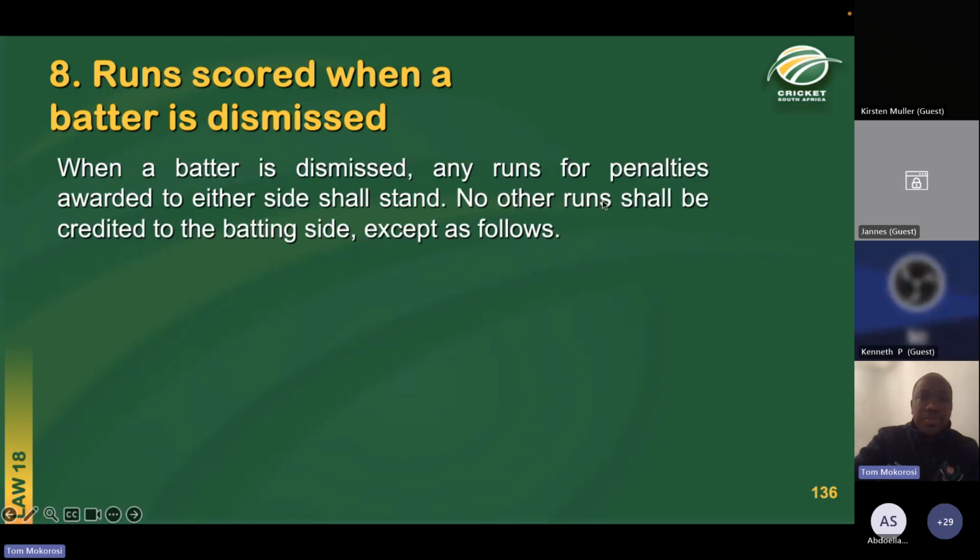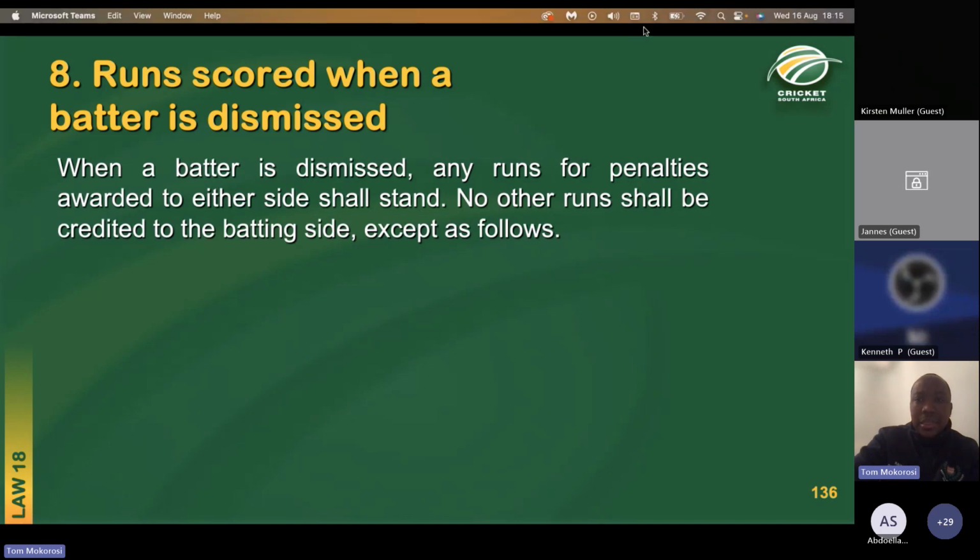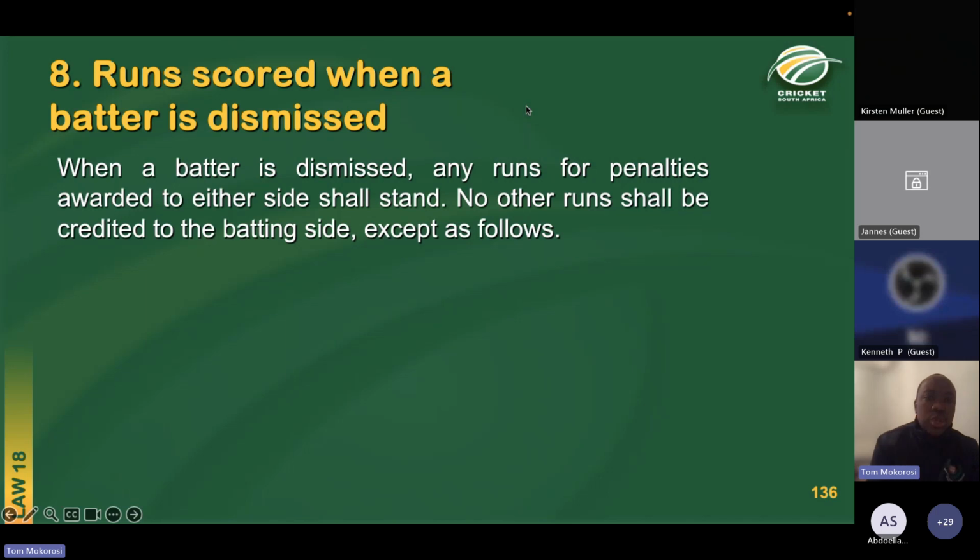Question for all of you. Can runs be scored by a batting side when a batter is dismissed? Let's see what the law says. When a batter is dismissed, any runs for penalties awarded to either side shall stand. So if there was a no ball or a wide, or there were 5 penalty runs awarded for whatever reason, those will stand. No other runs shall be credited to the batting side except as follows.